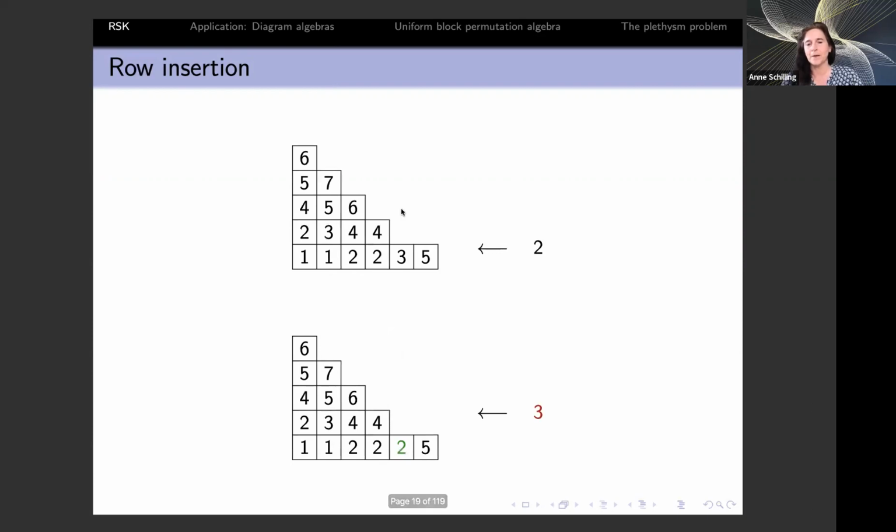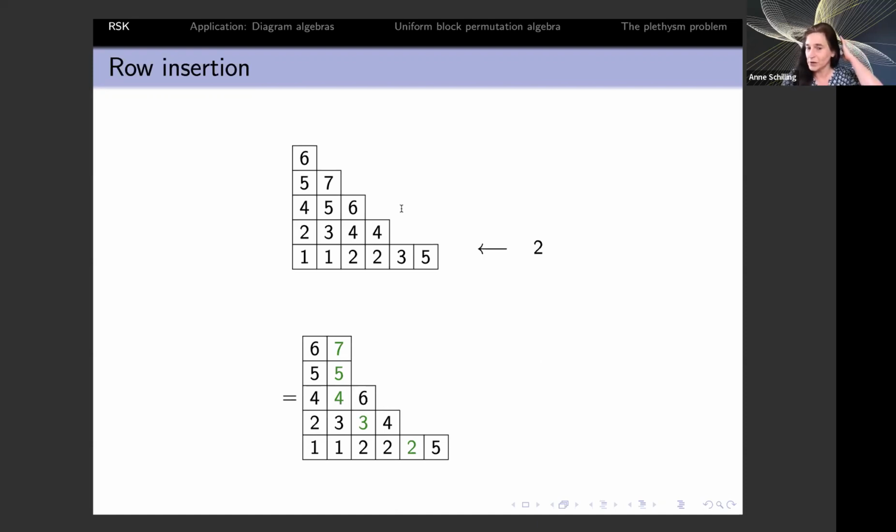The 2 will bump the 3, and then the 3 will be inserted in the next row up. So the 3 will look for the smallest number that's bigger than 3. That's a 4. Then the 4 will be inserted in the next row, and so on and so on. So at the end of the day, a new letter is sort of appended to your shape or to your tableau. In this case, we have this new box up here where the 7 is.